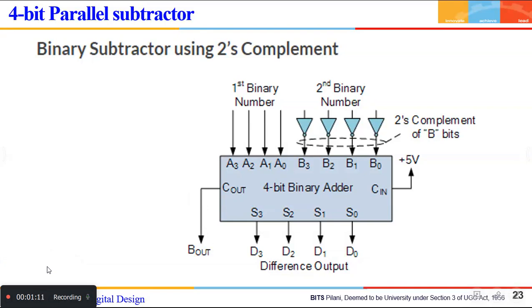Now, how can we use the same 4-bit parallel adder as a subtractor? Solution is 2's complement subtraction. In 2's complement subtraction, we use addition only. So this 4-bit parallel adder is of use for us now. Hope all of you are understanding this. Fine. Okay. So now, how to do that?